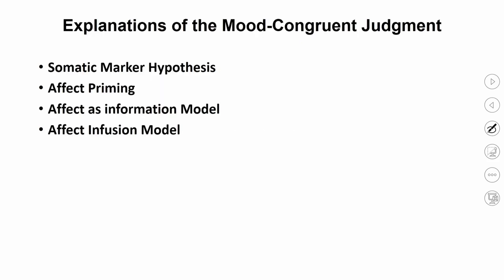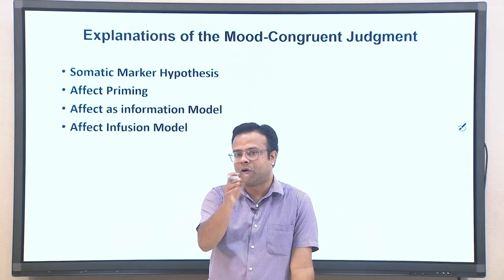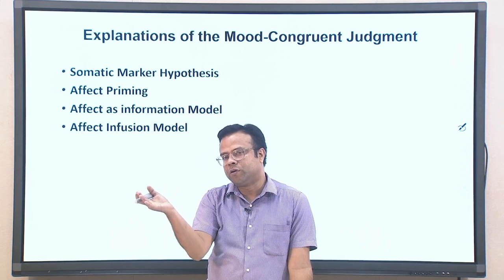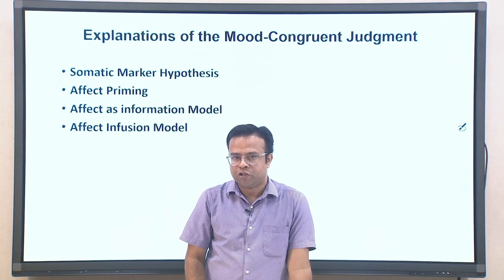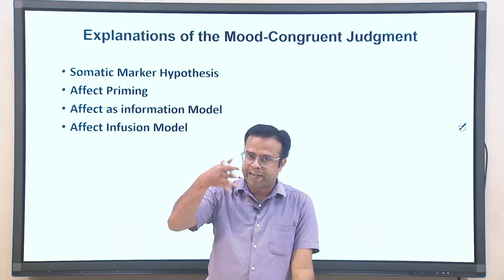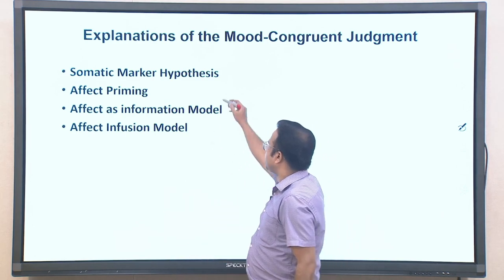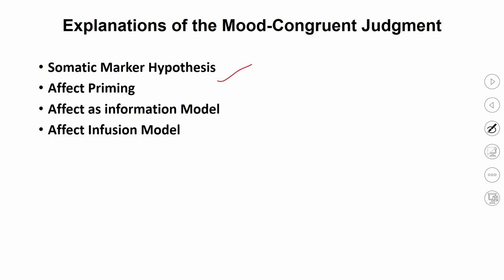So, how do you explain this mood congruent judgment? What are the possible theoretical explanations for this? We will see some of these possible explanations, which can further shed light on our understanding of the whole emotional influence on judgment. In that context we will be talking about four models or four aspects that can explain mood congruent judgment. One is called the somatic marker hypothesis, then we will be talking about affect priming, the affect as informational model, and then the affect infusion model.